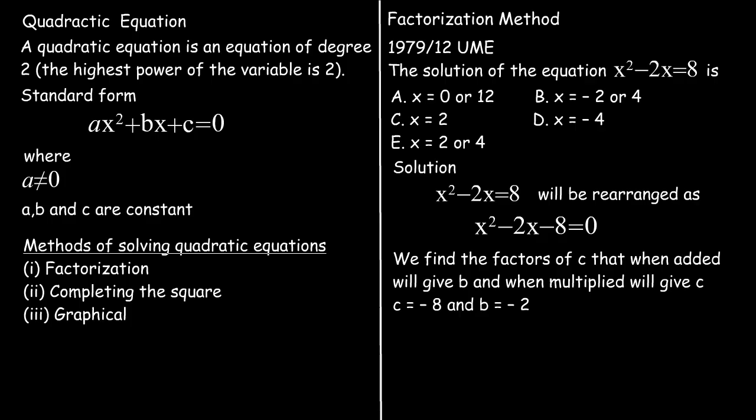That is, we are looking for two numbers which, when we multiply them, give us -8, and when we add them, give us -2. Now we find the factors of c that when added give b, and when multiplied give c, as previously explained. Now we know that c is equal to -8 and b is equal to -2. The numbers are -4 and +2, because -4 times 2 is equal to -8, and -4 plus 2 is equal to -2.